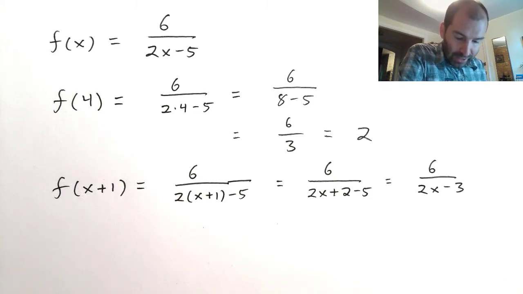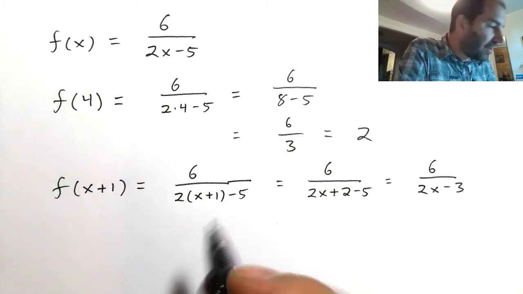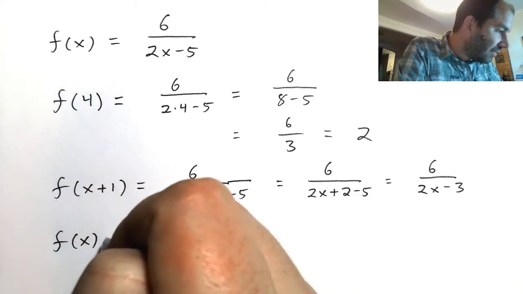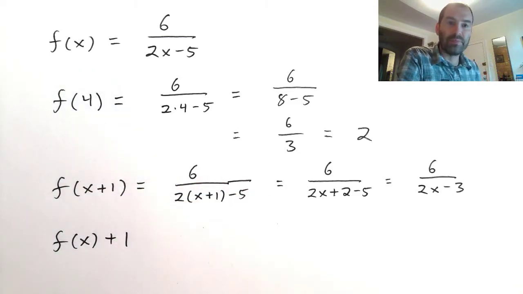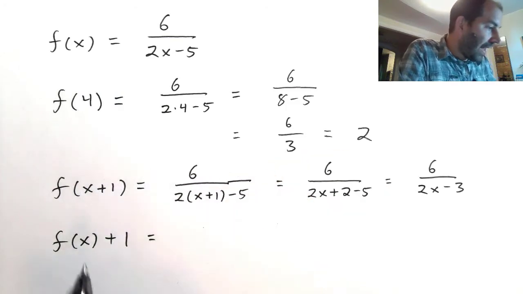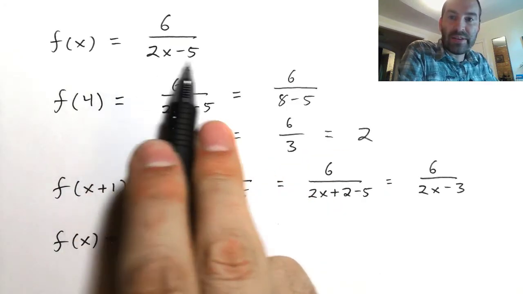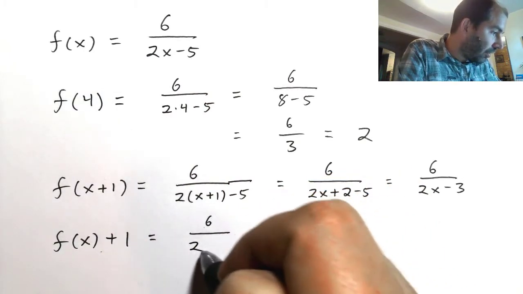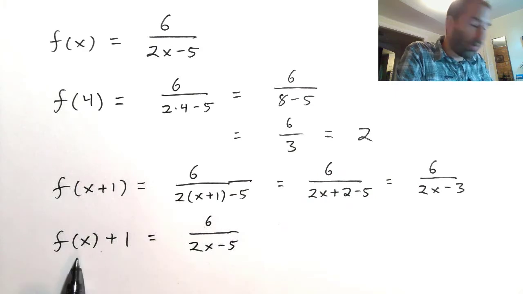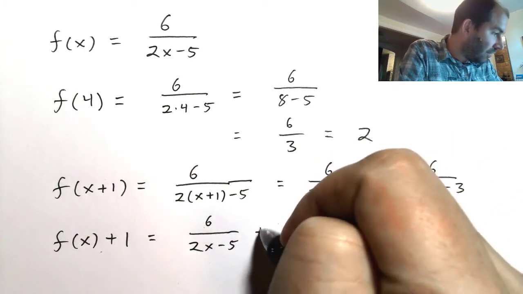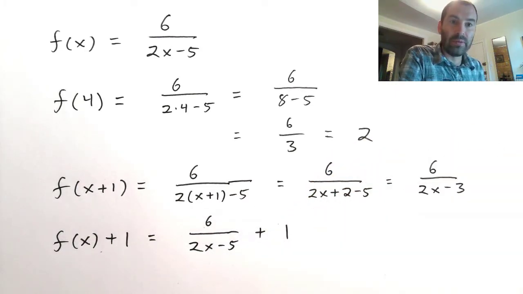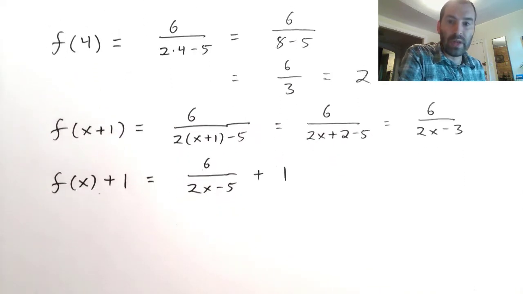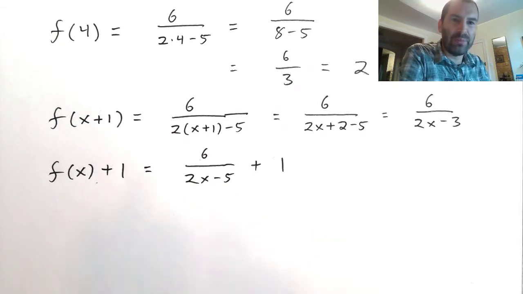Right? Let's try another one. Let's try to make this a little bit different. We're going to write f of x, plus 1. Well, what does that mean to do? Well, f of x, we know what that is. It is this expression. Right? So in place of f of x, I can just put 6 over 2x minus 5. Now what am I doing? I'm adding 1 to that. So there we go. And I'm just going to leave it like that. That's my final answer. I guess we could combine these and get a common denominator, but I don't know that that's going to be any simpler than what we have here.